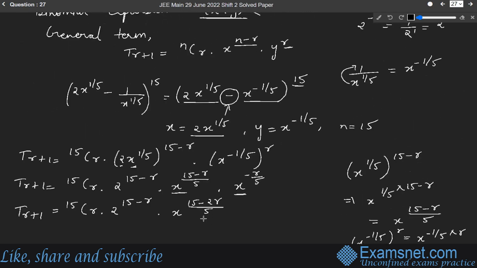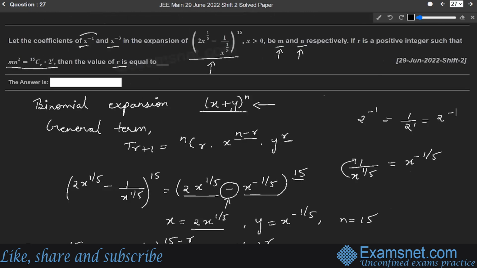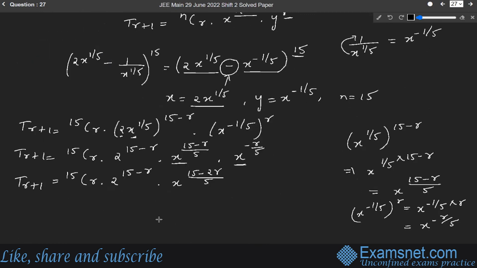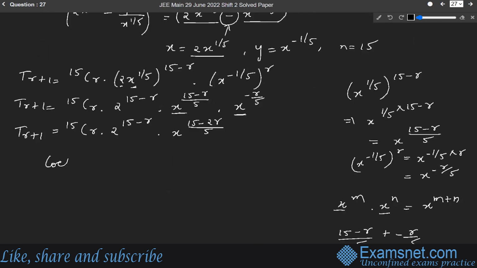Now let us focus on the question. In the question, it is given that the coefficient of x power minus 1 is m, right? So let us write it. The coefficient of x power minus 1 is equal to m, okay? When will the coefficient of x power minus 1 be m? When the power of x will be equal to minus 1. Now here, what is the power? The power is (15 minus 2r) upon 5. So if this power will be equal to minus 1, then the coefficient will be m, right?